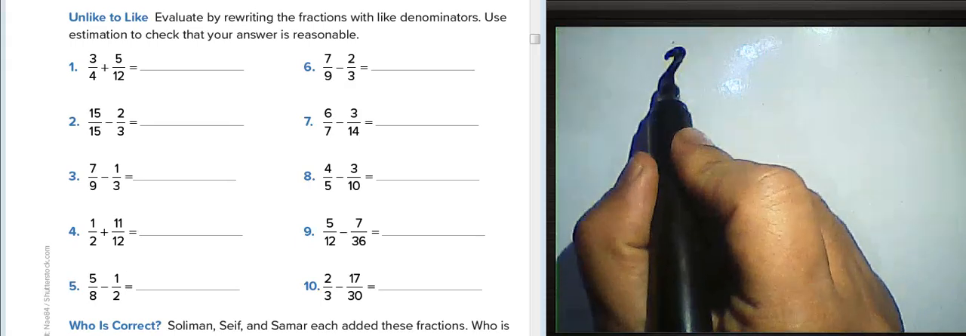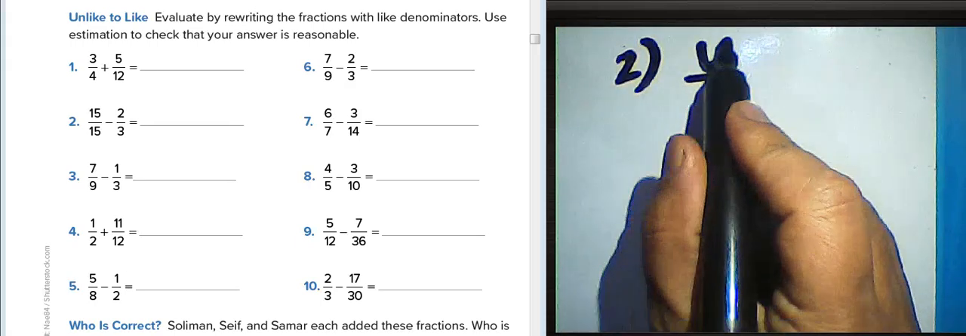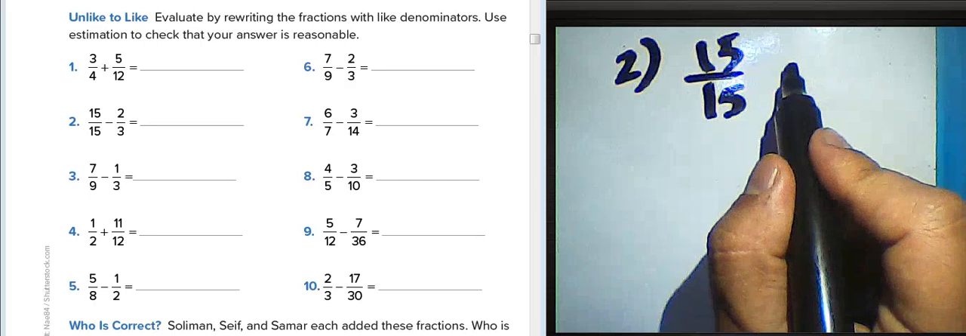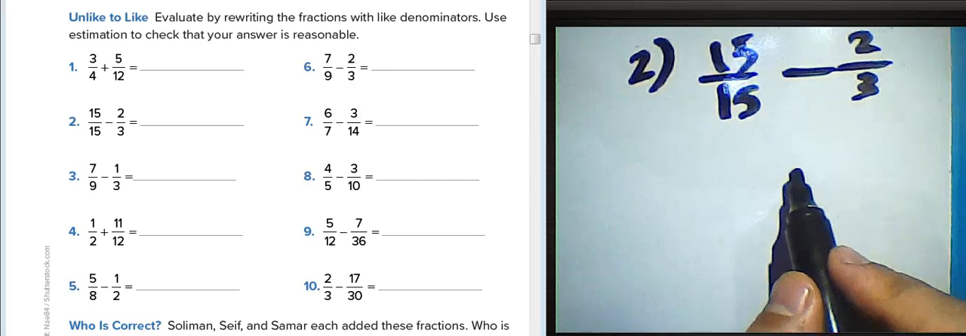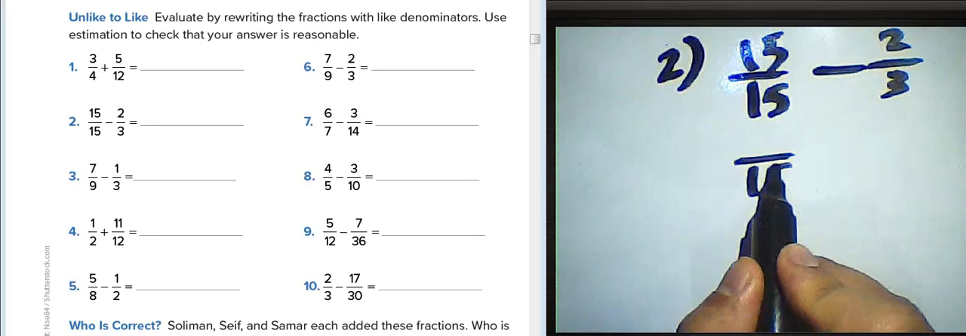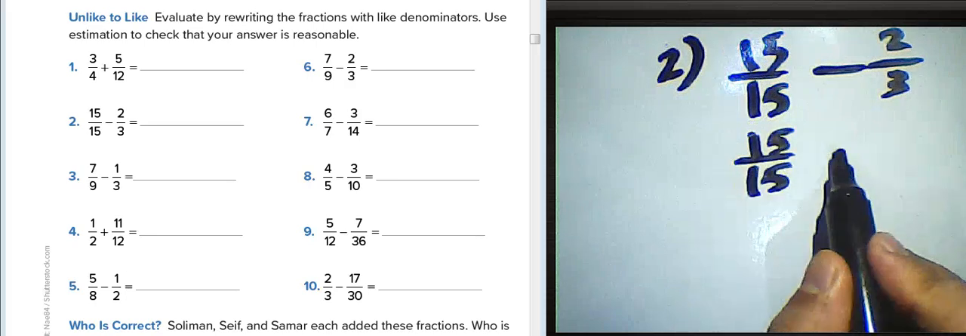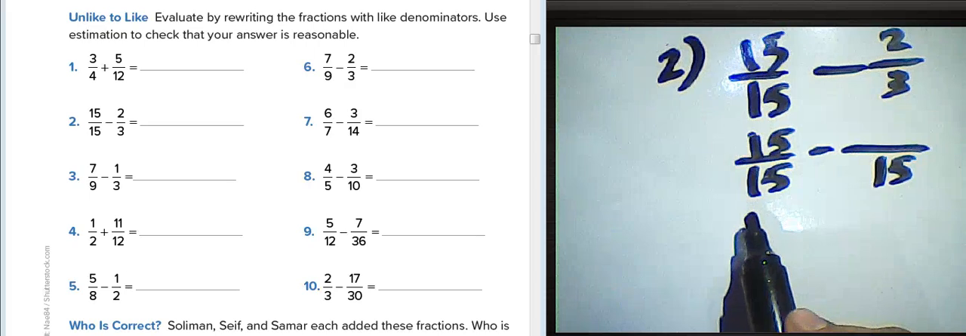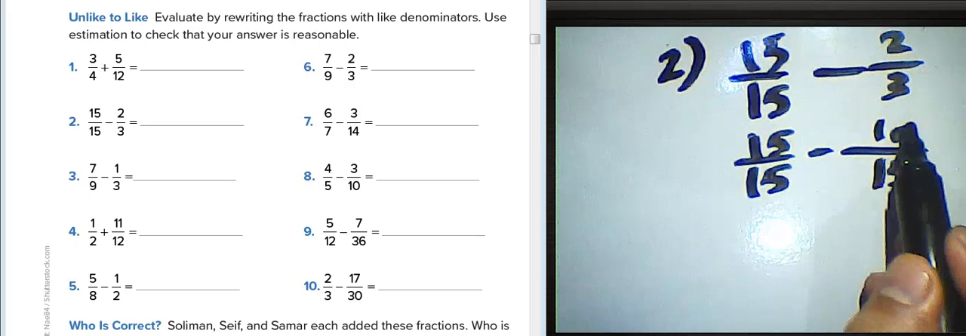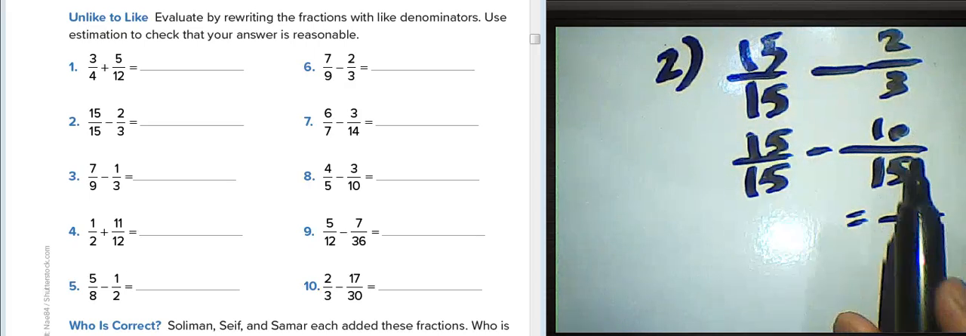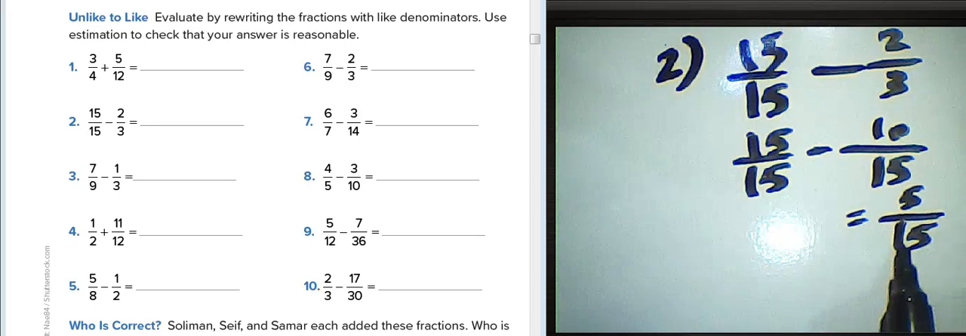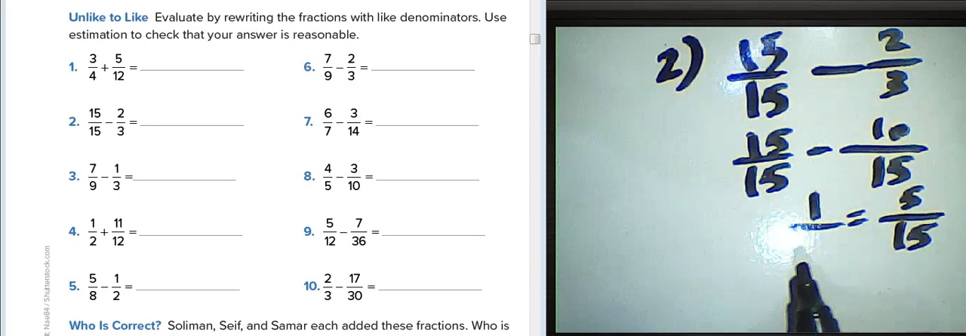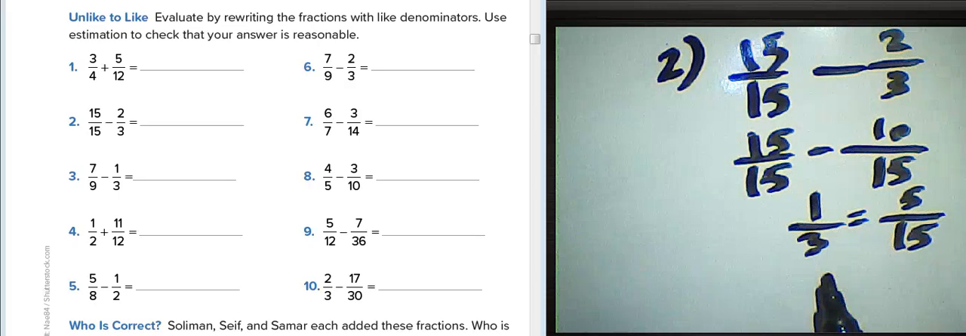Question number 2. 15 over 15 subtract 2 over 3. We can write the least common multiple between them. It will be 15. Why? Because 15 can be divided by 3 equals 5. 2 times 5 equals 10. And the result will be what? 15 minus 10 equals 5. And write 15 in the denominator. 5 divided by 5 equals 1. And 15 divided by 5 equals 3. The result will be 1 over 3.